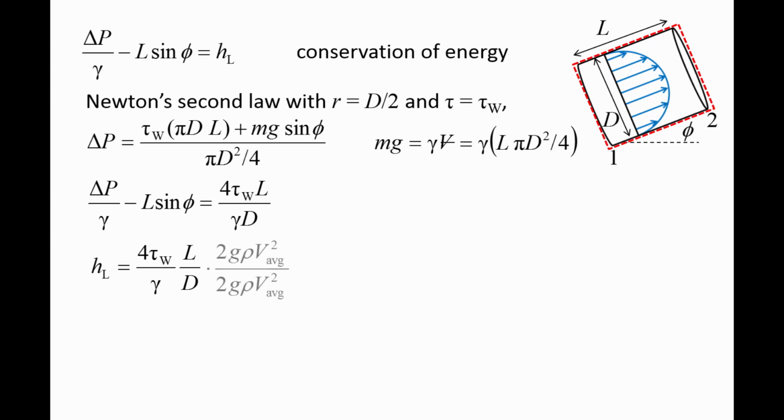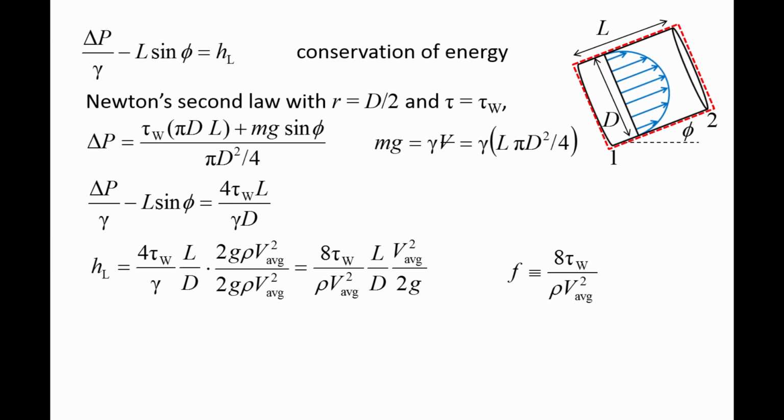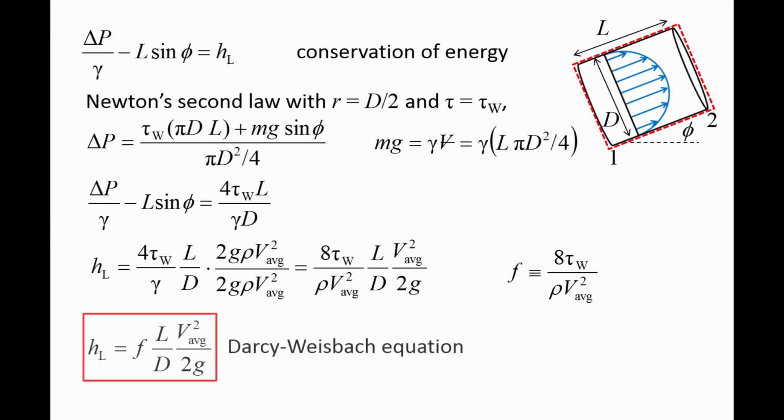We can develop a more useful form of the equation by multiplying the numerator and denominator by 2g rho v squared. Rearranging the variables, we have 8 tau w over rho v squared times L over d times v squared over 2g. We will define the first term, 8 tau w over rho v squared, as the friction factor F. We now have the Darcy-Weisbach equation, which will allow us to calculate the head loss for straight pipes for both laminar and turbulent flows. In a future video, we will discuss how to obtain F, which is often called the Darcy friction factor.